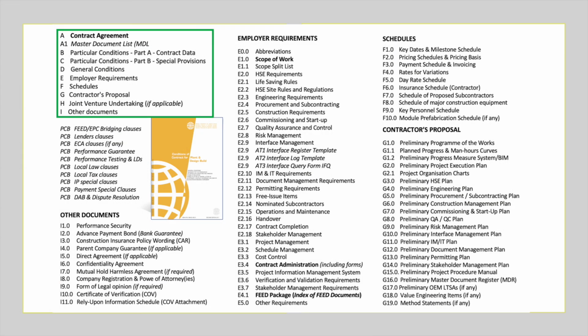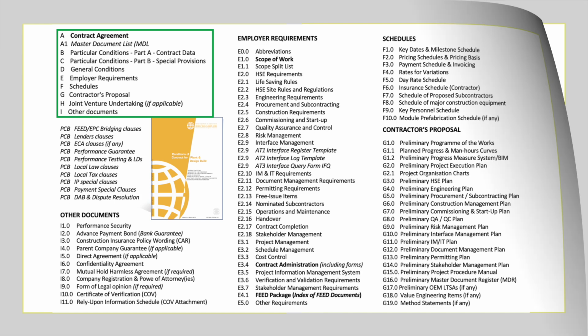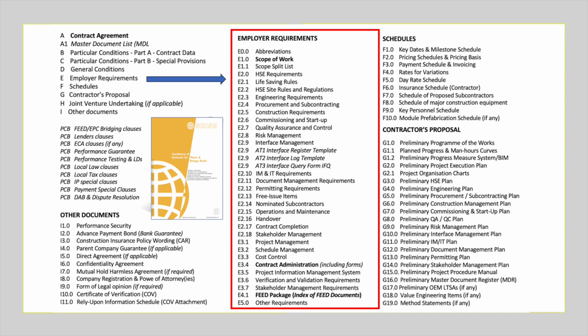It is important to understand that this sequence is the so-called order of precedence, meaning that the employer requirements have a higher order than, for example, the schedules or contractor's proposal. The scope of work should be part of the employer requirements. This can be done by making separate employer requirement documents as indicated, or making just one scope of work document with chapters which cover all the different functions and EPC disciplines.